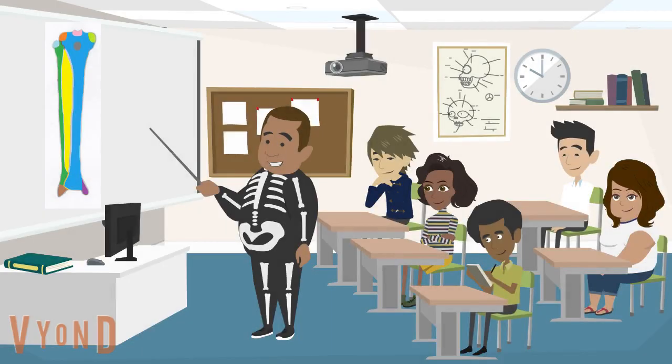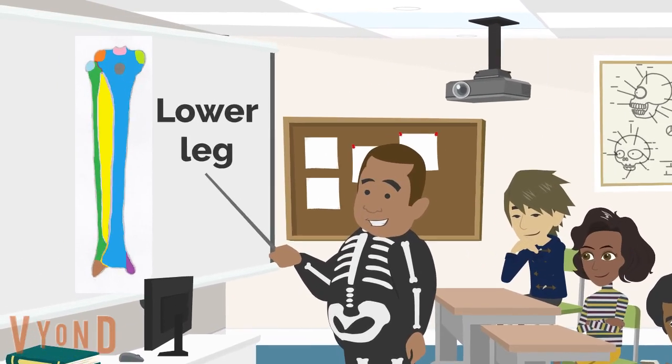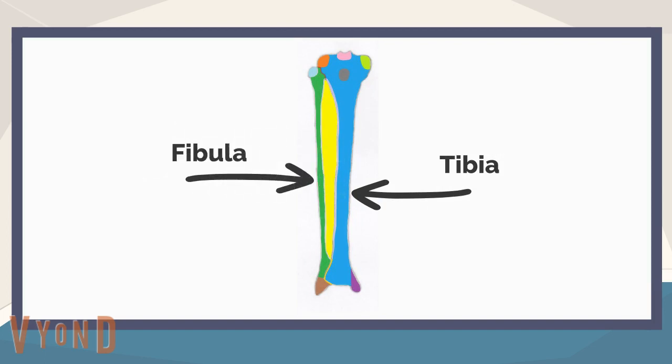Now it's time to look at the lower leg. The main bones of the lower leg are the tibia and fibula. The fibula is a stick-like bone with slightly expanded ends and is located laterally to the tibia. The tibia and fibula articulate with the femur proximally, and the ankle bones distally.